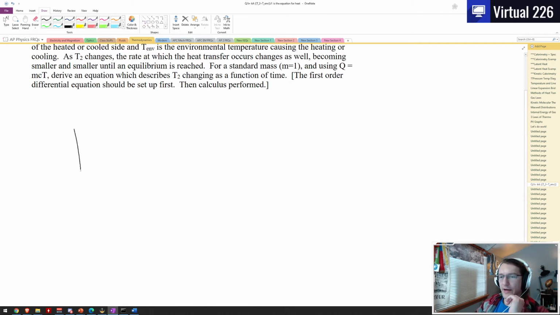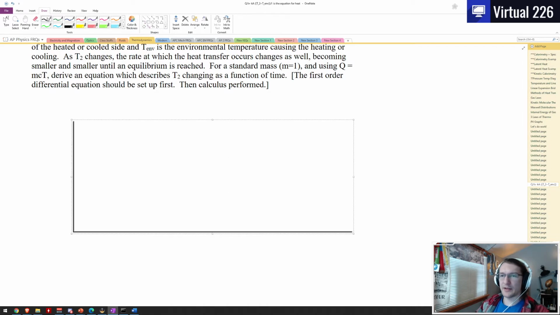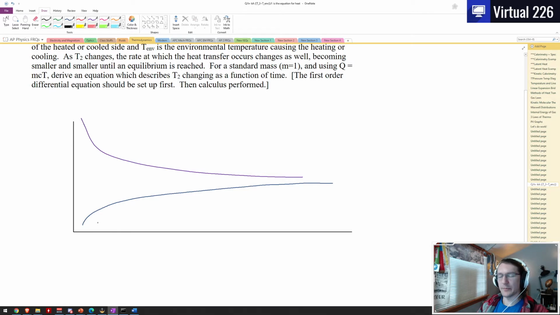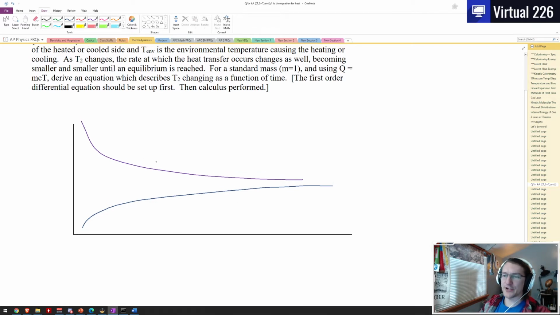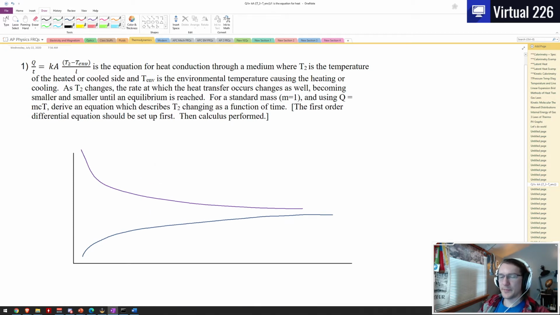So if we had a graph that looks like this, at some point in time the temperature is going to come down and the temperature is going to come up, and they're going to reach some equilibrium, and they're going to go in this curved fashion, because that heat transfer is constantly changing.